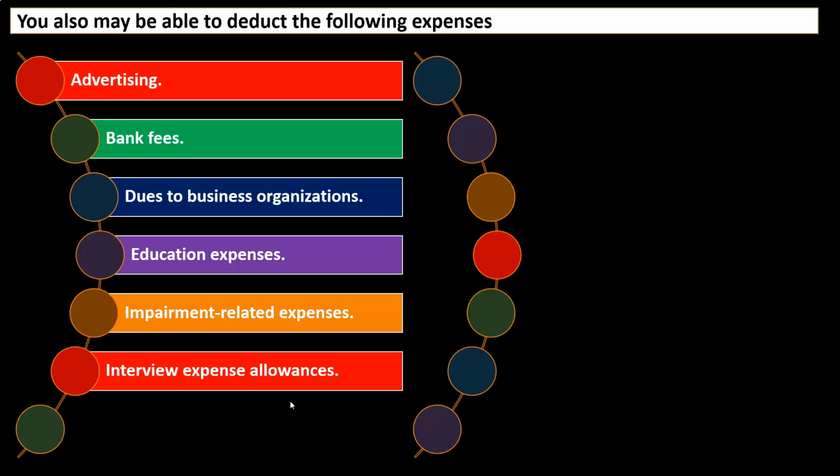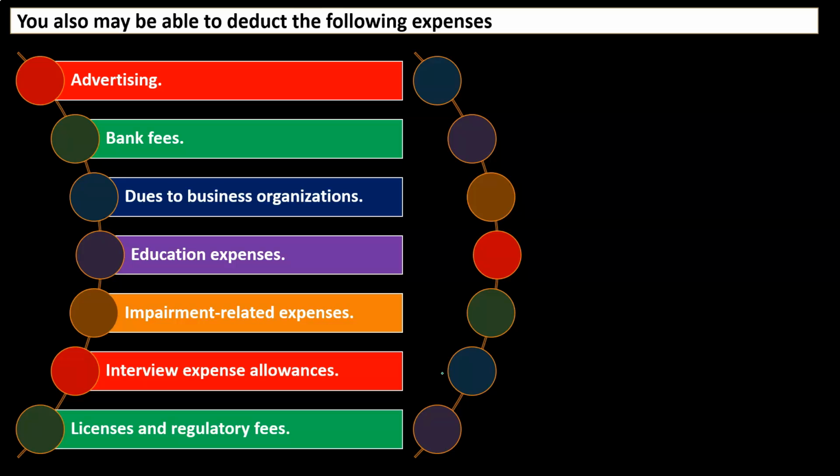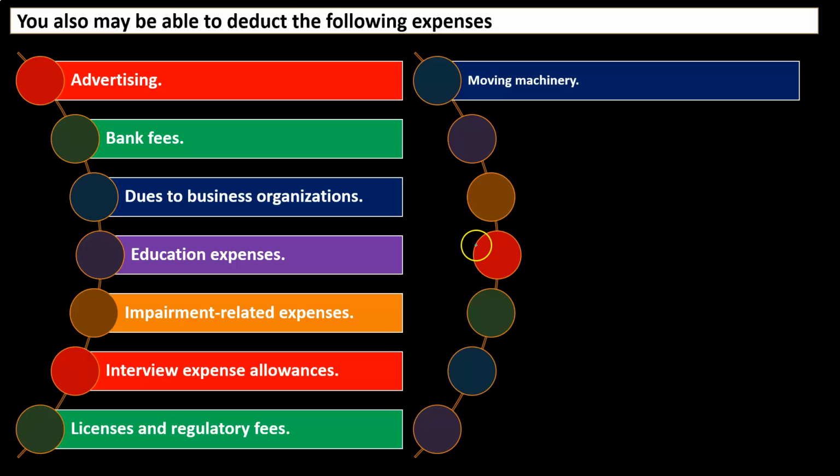Impairment related expenses, so any expenses related to impairments, interview expense allowances, licenses, and regulatory fees. So obviously if you have any regulatory fees that are related to the business, we talked about basically state taxes. Those are kind of like state taxes. They can call them fees if they want, but they're going to be state fees that you might have. So those are going to be ordinary and necessary.